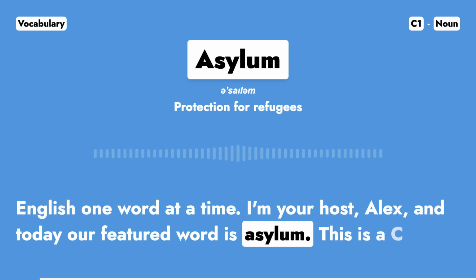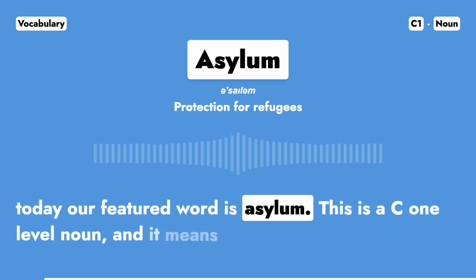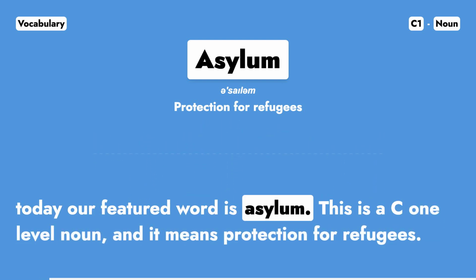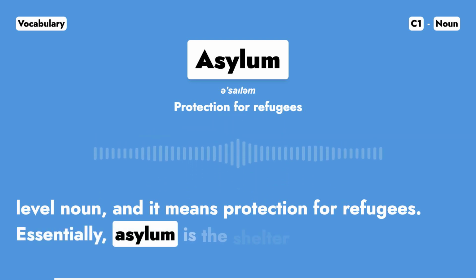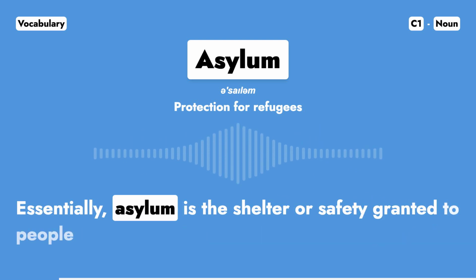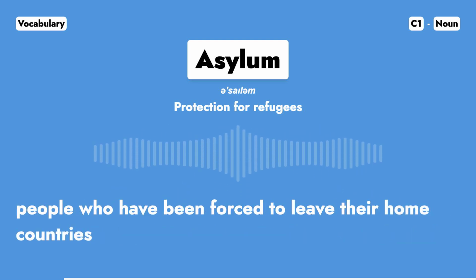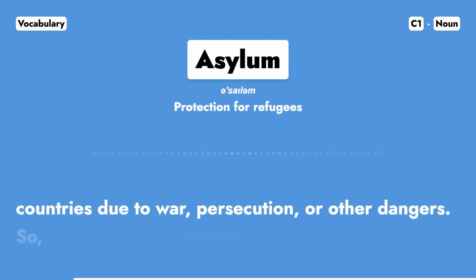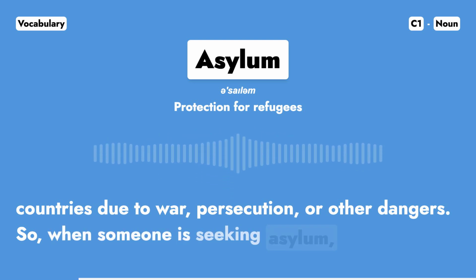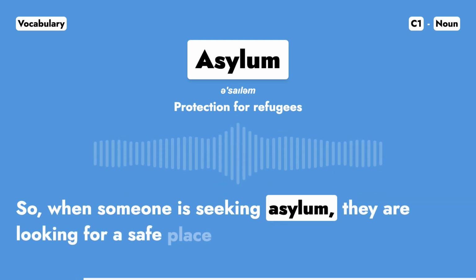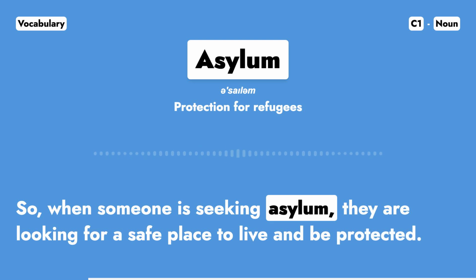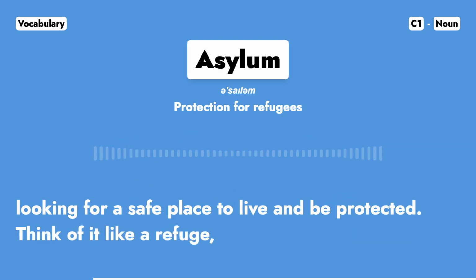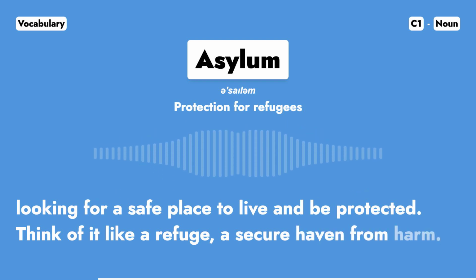Today our featured word is asylum. This is a C1 level noun, and it means protection for refugees. Essentially, asylum is the shelter or safety granted to people who've been forced to leave their home countries due to war, persecution, or other dangers. So, when someone is seeking asylum, they are looking for a safe place to live and be protected. Think of it like a refuge, a secure haven from harm.